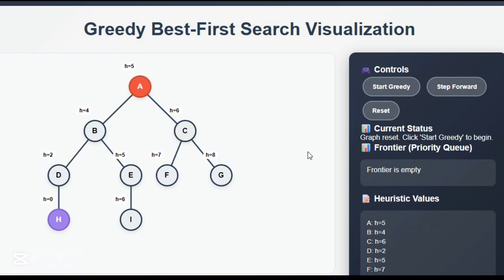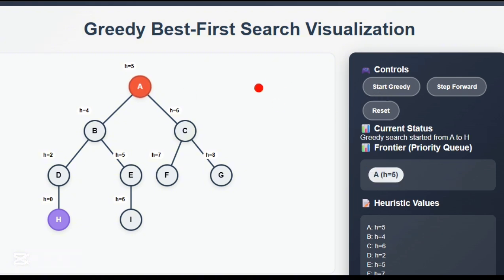Let's try to learn with the tree given. Let's start at node A. A has a heuristic value of 5. That means it estimates the goal is about 5 units away. So let's first visit A, and from A we have two options, B and C.